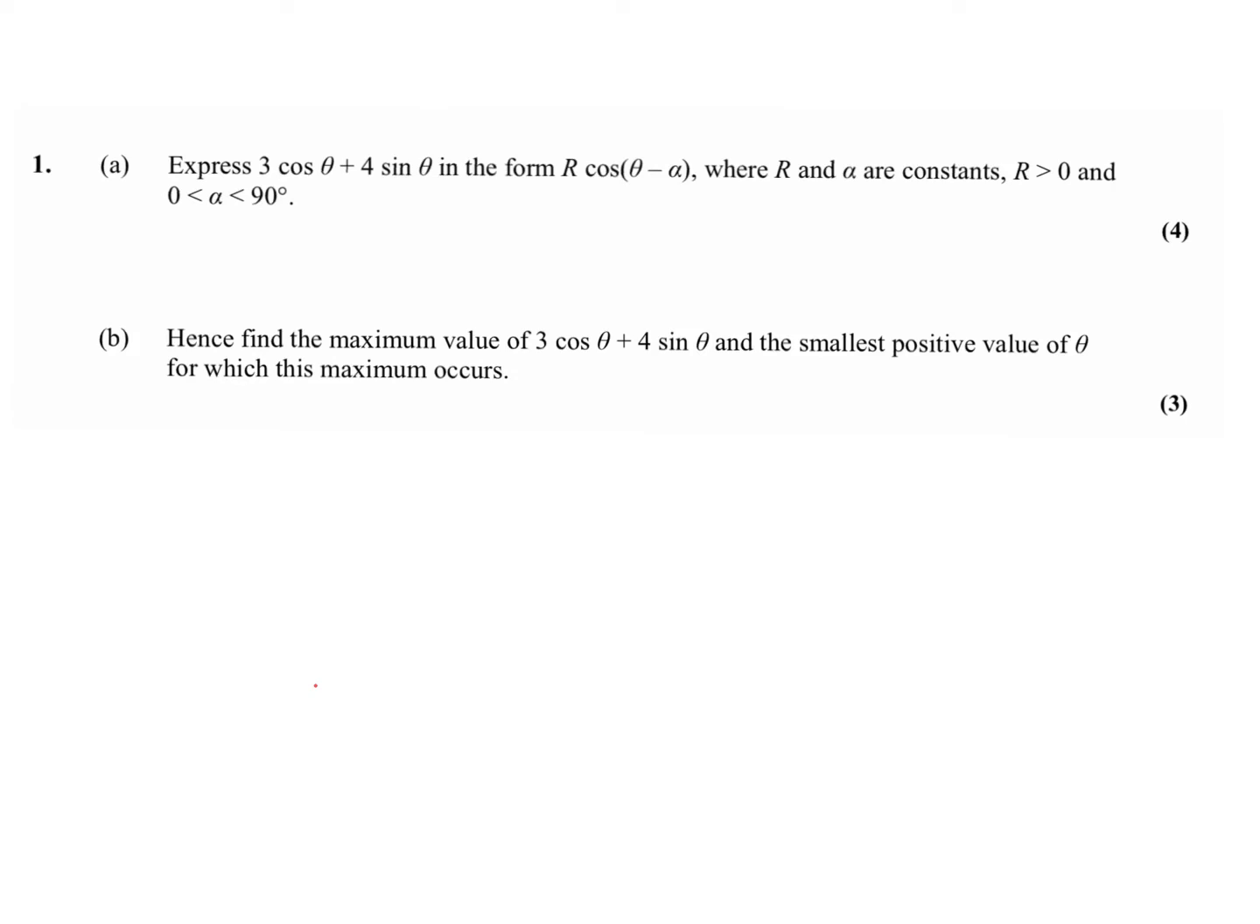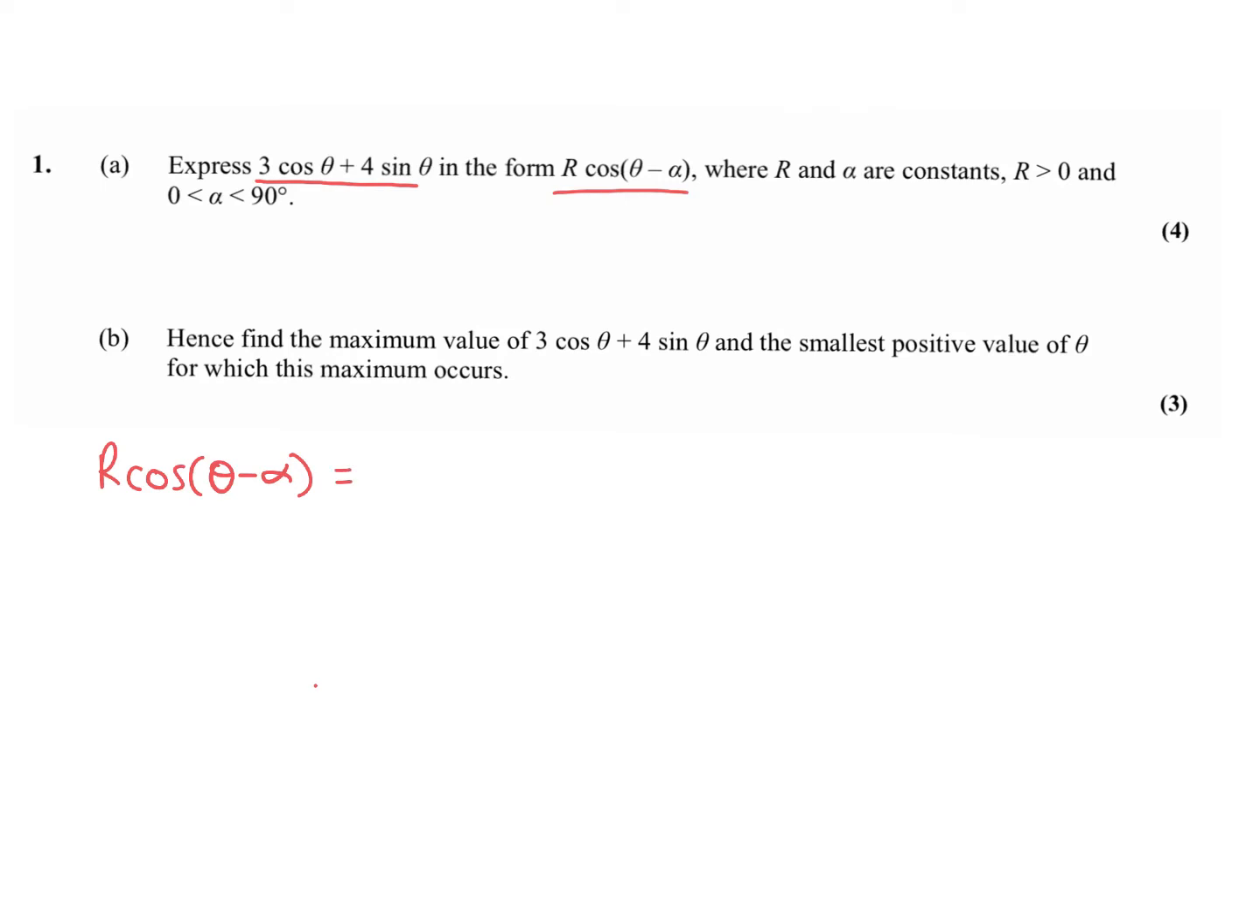Okay, so in this question, you're asked to express 3 cos theta plus 4 sine theta in the form r cos(theta minus alpha). So the first thing you need to do is think about what this r cos(theta minus alpha) will be. So the addition formulae, cos of a minus b.